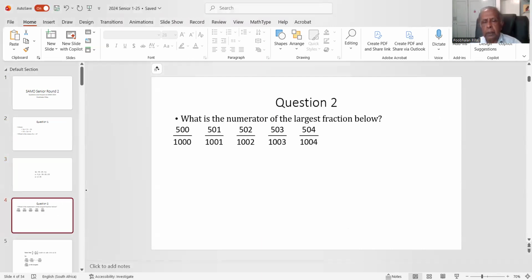Okay, the next question. Here you've got 5 fractions. And these fractions are very similar, except that each one is obtained by increasing the numerator and denominator simultaneously by 1, as you can see. So you've got 5 fractions. And the question is, what is the numerator of the largest fraction below? Okay, so we need to find which of these is the largest. They're all approximately the same because they're just a slight adjustment to get to the next one.